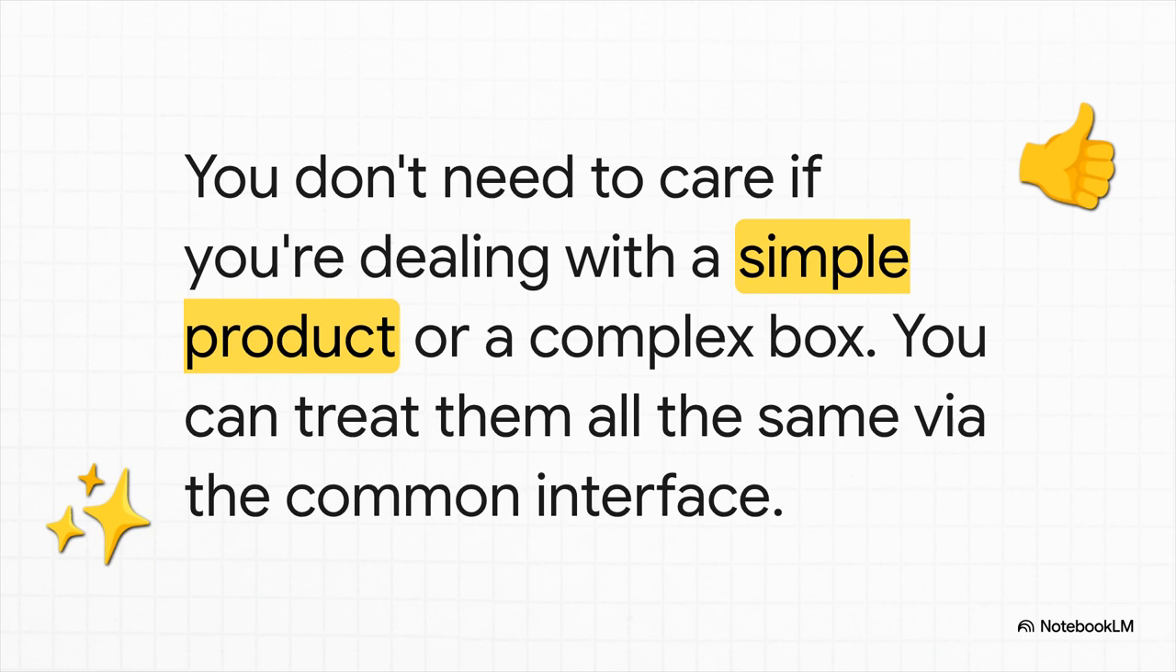And this is where the real magic happens. You don't have to write some complicated logic. You just ask the top-level order, hey, what's your total price? If that order contains a simple product, great, it just gets the price. But if it contains a box, the box just turns around and asks all of its contents for their prices and adds them all up. The request just flows down the tree, completely automatically.